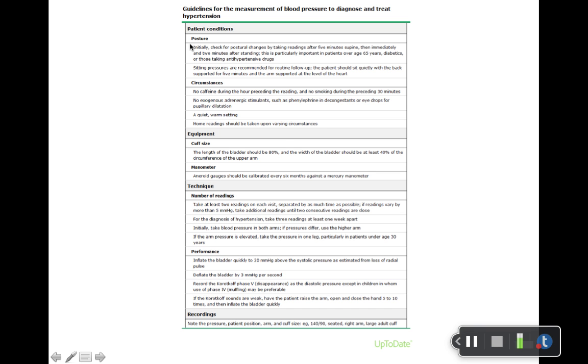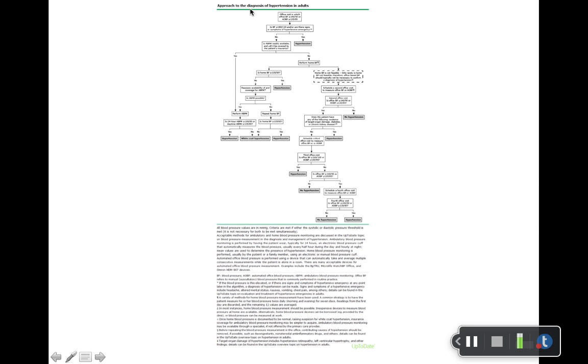UpToDate has a couple tables that I like. This one is guidelines for the measurement of blood pressure to diagnose and treat hypertension. This is maybe more beneficial for your lab where you guys are doing the patient eval lab. So this is FYI for my course, but I just thought it had some good stuff on there. I wanted you guys to just read through that. Here's another one too, approach to diagnosis of hypertension in adults, again from UpToDate, so feel free to look for that. I know there's a ton going on here.